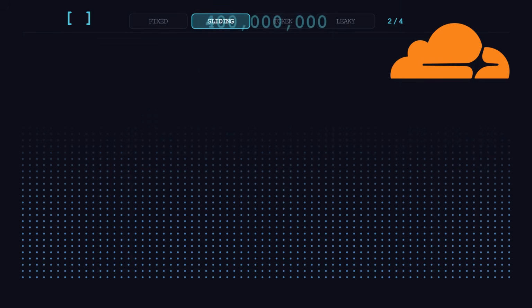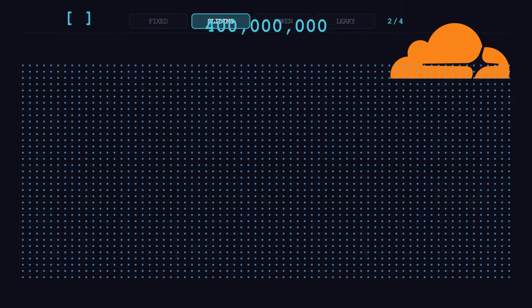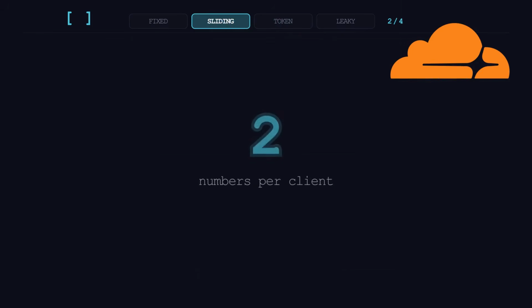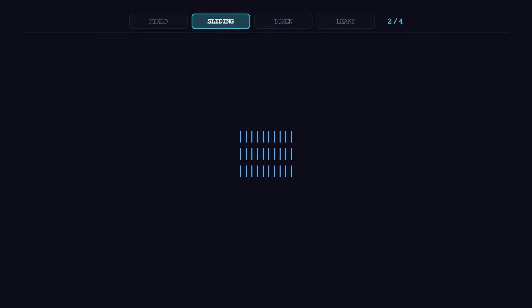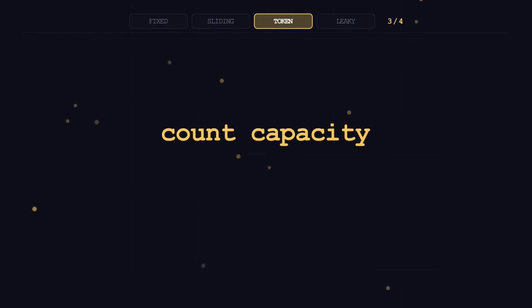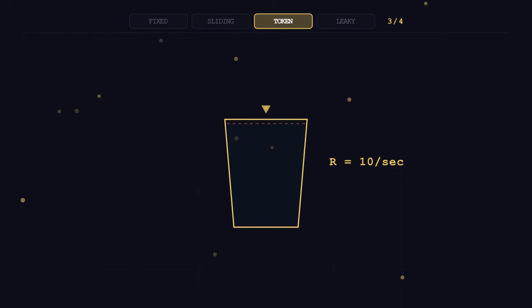Cloudflare measured it across 400 million requests anyway. Wrong answer on 3 of every 100,000. 2 numbers per client. Close enough to write. Sliding window counts requests. The next algorithm doesn't bother counting them at all. Stop counting requests. Count capacity. A bucket. It fills with tokens at a steady rate, 10 per second.